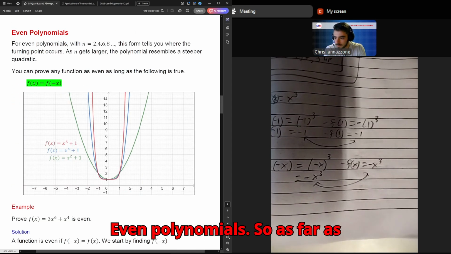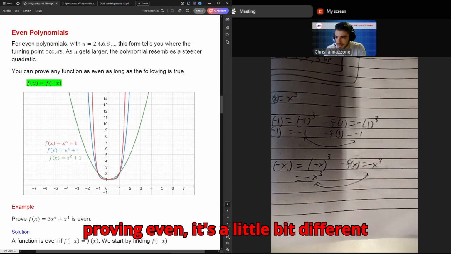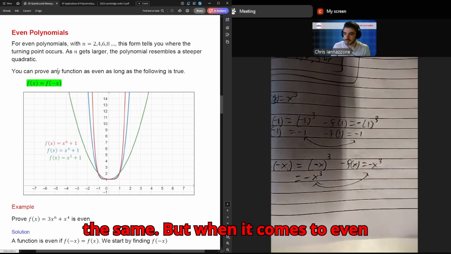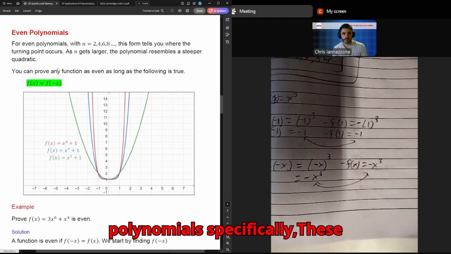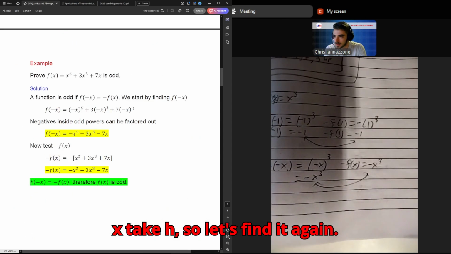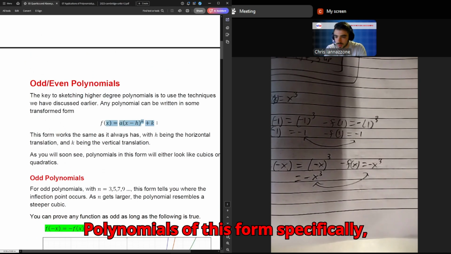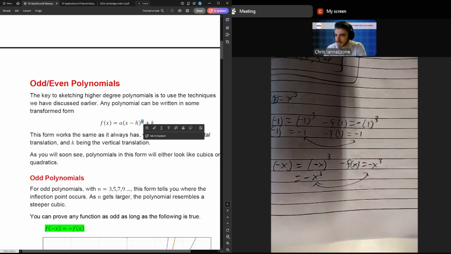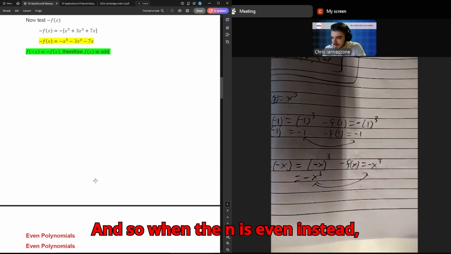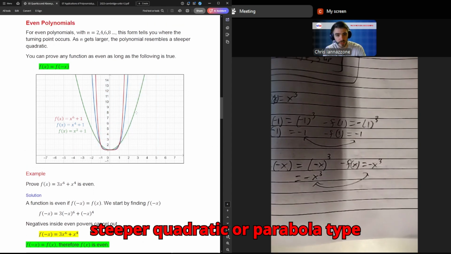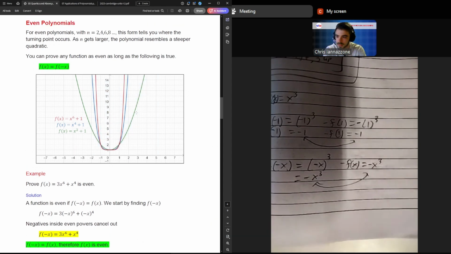Even polynomials. So as far as proving even, it's a little bit different, but the idea is more or less the same. When it comes to even polynomials specifically, these are polynomials, again, with that form ax to the power n, where the n is even instead. And so when the n is even, you basically end up with steeper and steeper quadratic or parabola type equations.